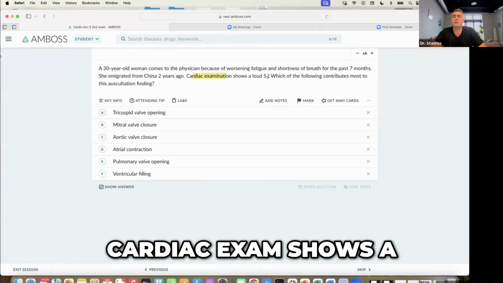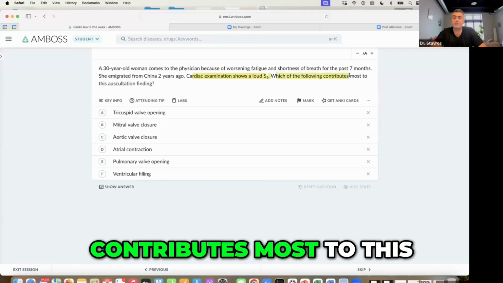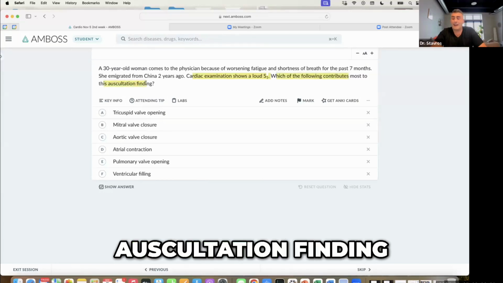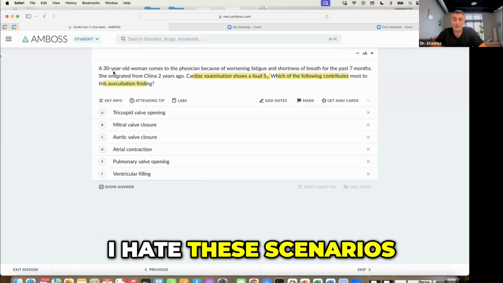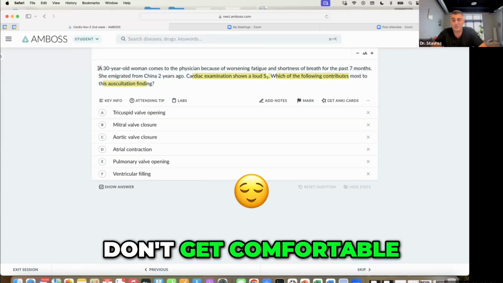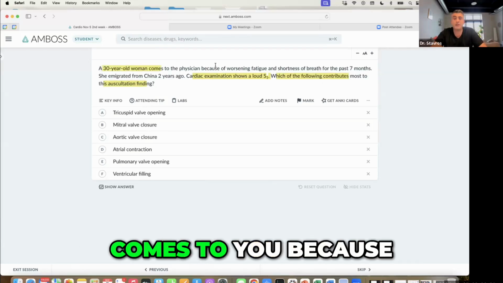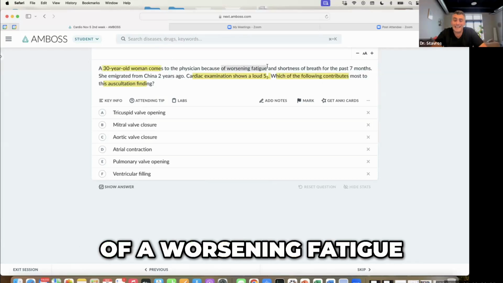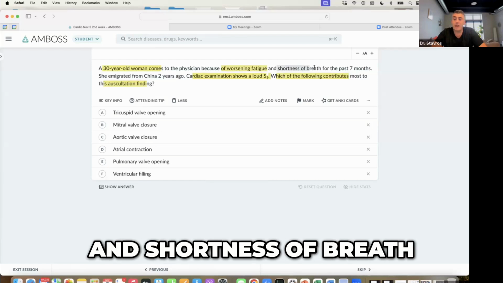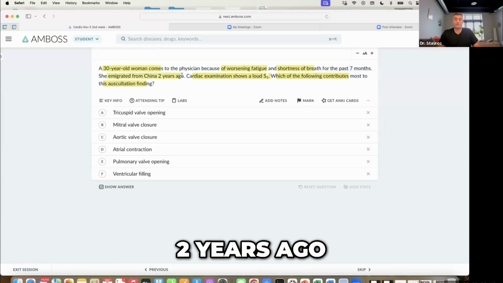Cardiac exam shows a loud S1. Which of the following contributes most to this auscultation finding? Now, I don't know about you, I hate these scenarios. They're so short. These are tricky. Don't get comfortable, right? A 30-year-old woman comes to you because of worsening fatigue and shortness of breath for the last 7 months. She came from China 2 years ago.